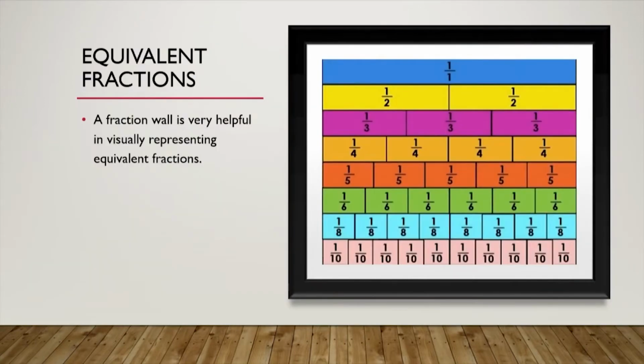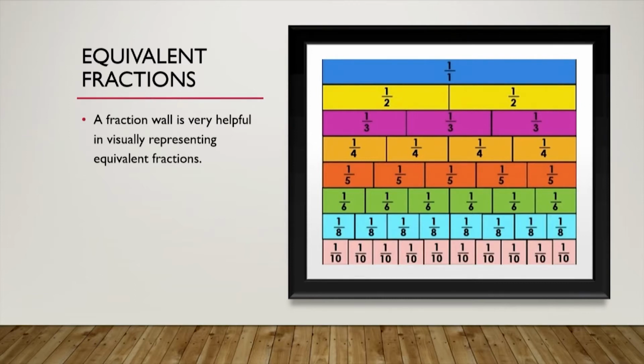Now, as you can see from the blue, you have a whole which is not divided into any parts, so it's 1 out of 1. Then you have a whole divided into 2 parts. 2 out of 2 would give you that same whole. Then you could divide a whole into 3, 4, 5, 6, 8, 10 parts. All this is saying is a whole is a whole. It doesn't matter how many parts you want to divide a whole into, it still represents a whole.